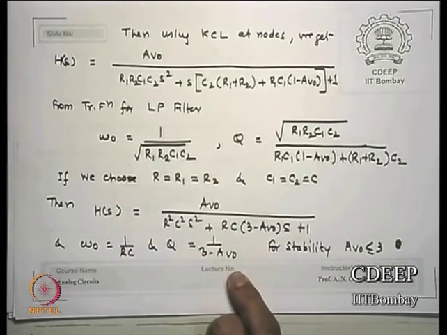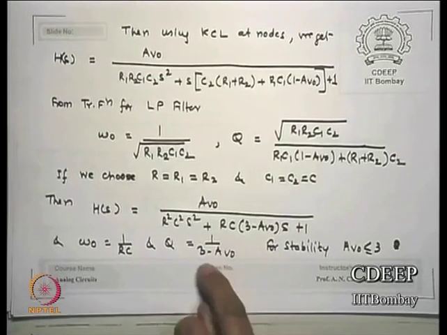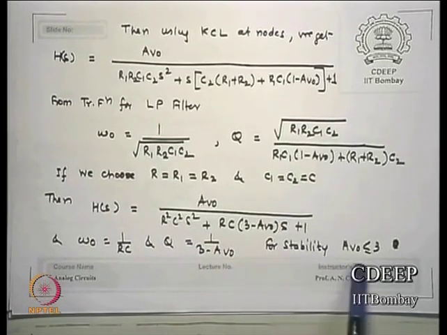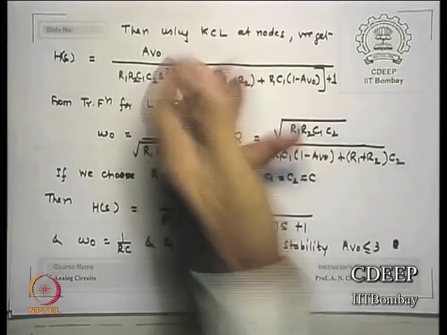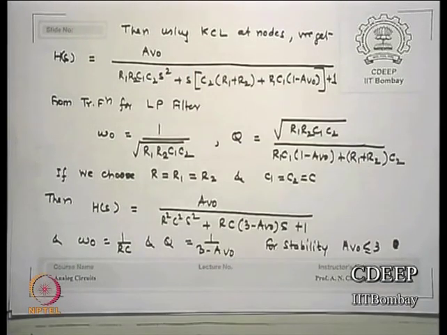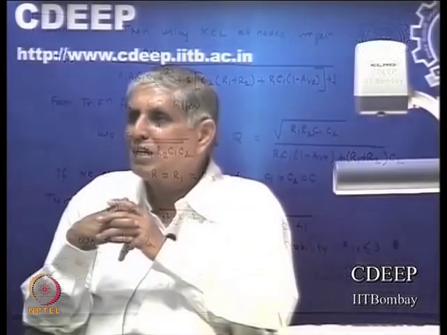For this, can you think why I put this condition? AV0 should be less than 3. What will happen if AV0 is greater than 3? Look at this function. What will happen? Oh, minus, the poles will go into the right half plane. OK, so what was said about stability? That the phase margin should always remain before 180. That means the pole should always remain in the left half, but it was going into the right half.